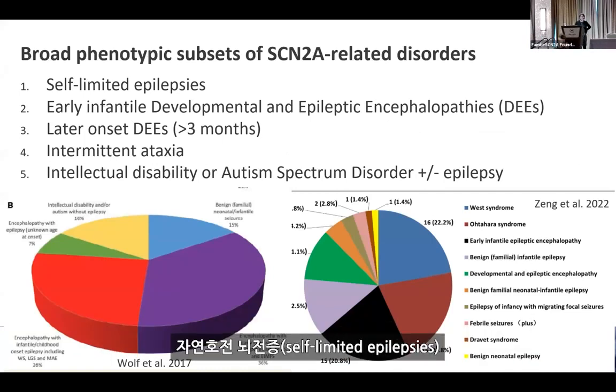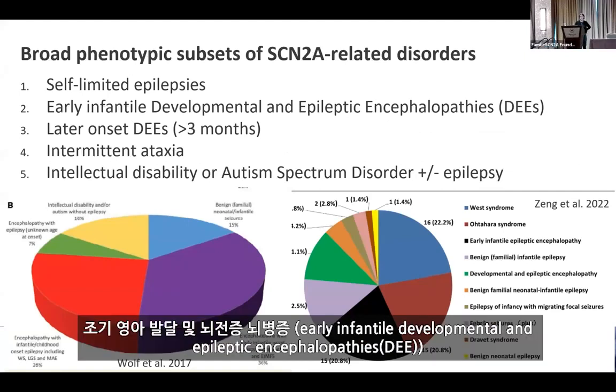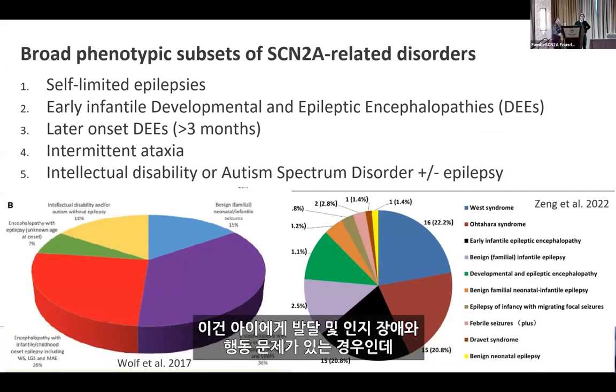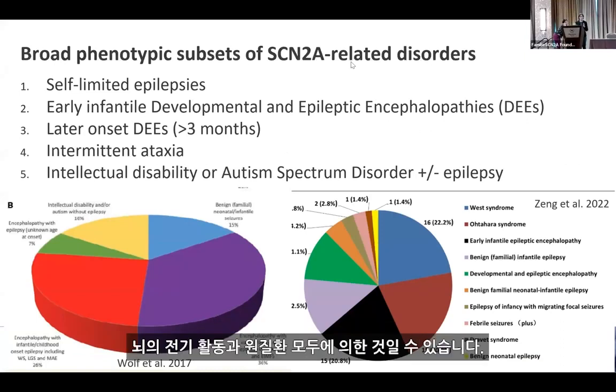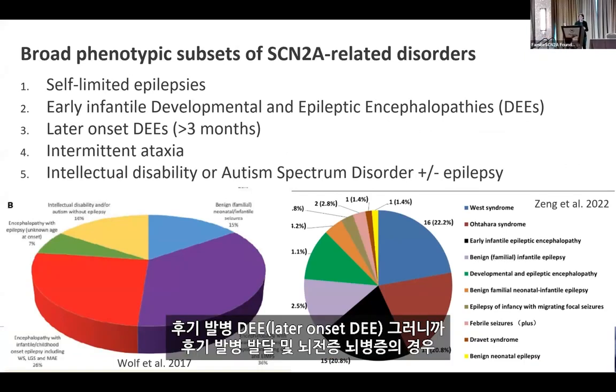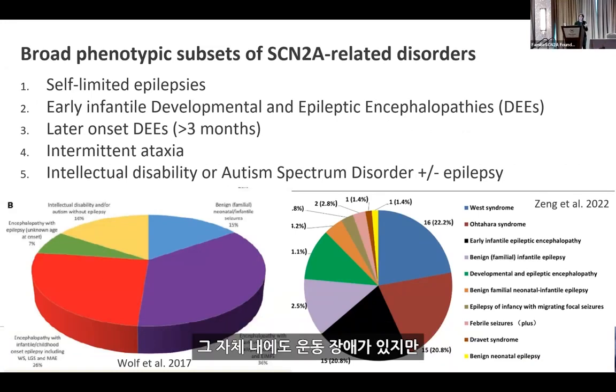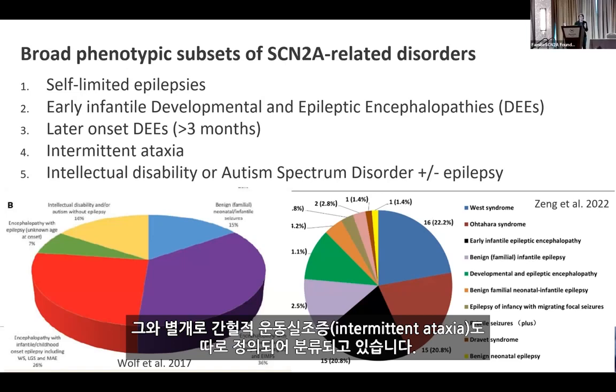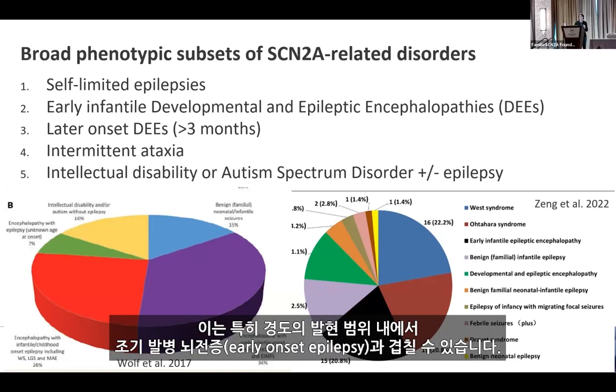I'll talk about self-limited epilepsies, early onset infantile developmental and epileptic encephalopathy, which is a term that indicates there are developmental and cognitive impairments and behavioral issues that are related both to the abnormal electrical activity as well as to the underlying disorder, in this case, the SCN2A variant. The later onset developmental and epileptic encephalopathies, DEE is the term we're going to use for that. There are movement disorders within those, and then there's a defined intermittent ataxia, which has been well defined, and that can overlap, especially with the early onset epilepsies, and in particular the milder spectrum.